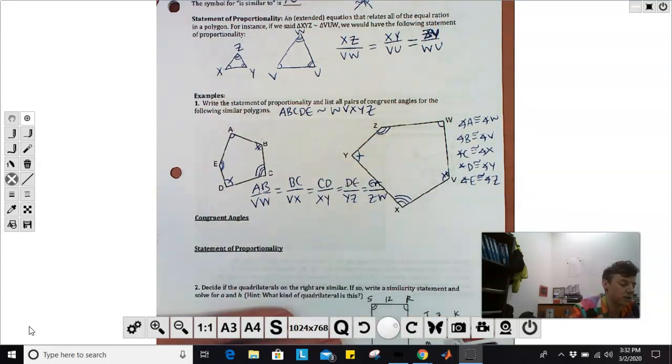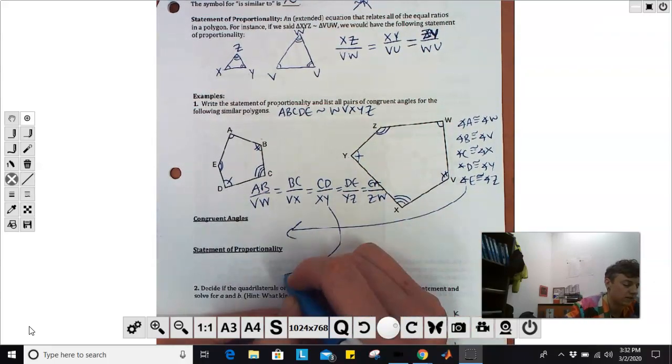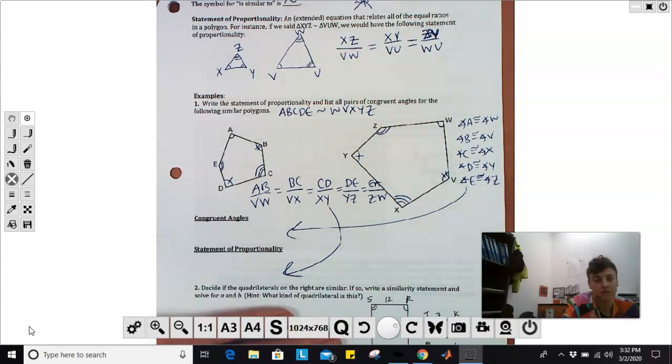Cool. Oh, that's where I was supposed to write that, and that's where I was supposed to write that. Haha. Great. Cool. Nice. Got it.